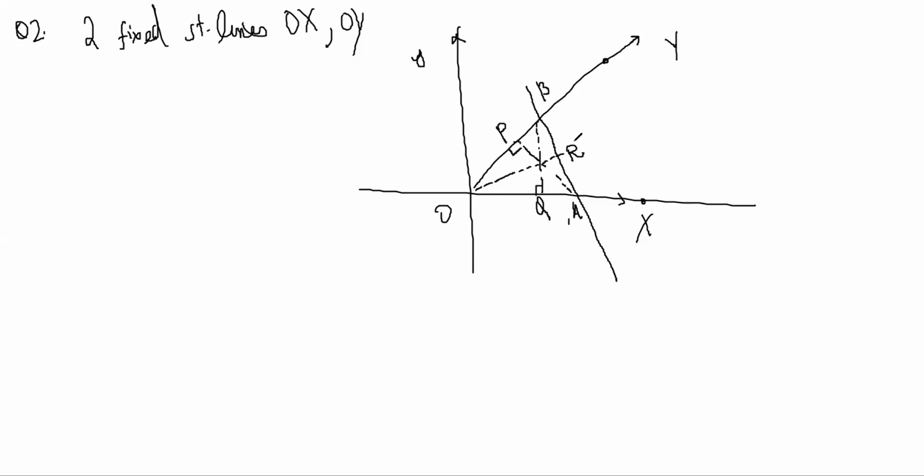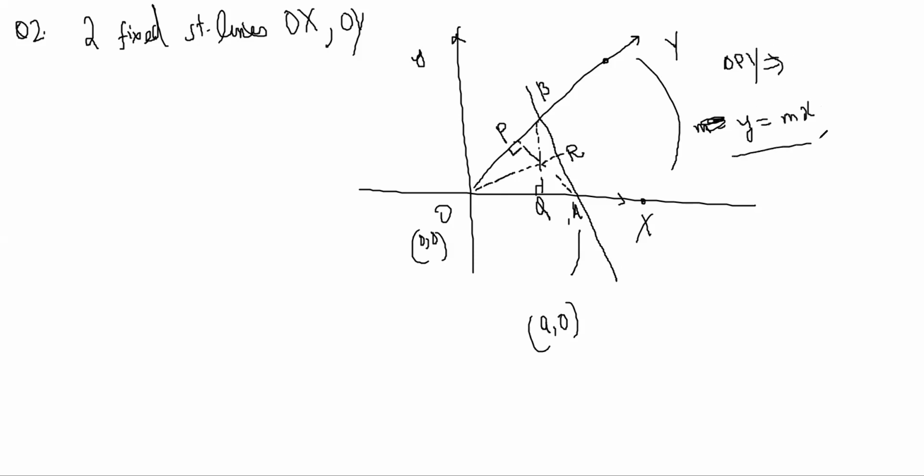Let me think. Let's say this is the origin, right? This point is, let's say, a comma 0. And let's say the slope of this is m, the slope will be tan theta of this angle, but let's just keep it as m only. So the equation of OP is y is equal to mx, right?